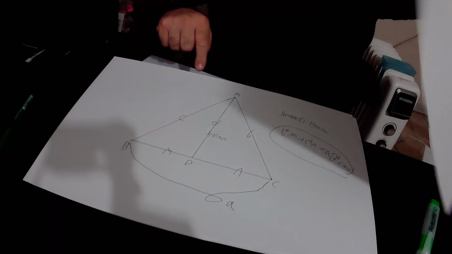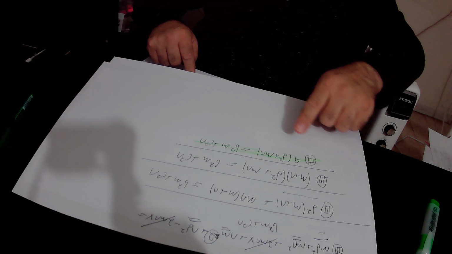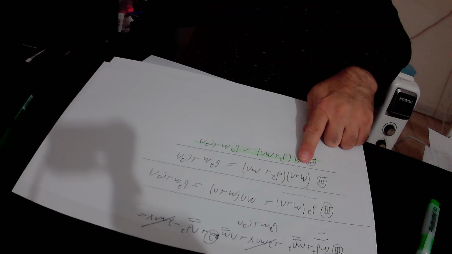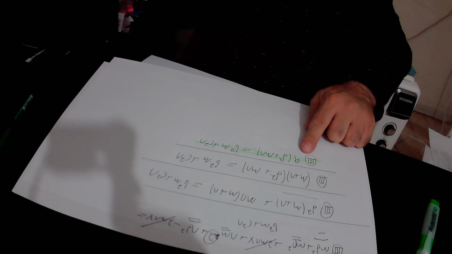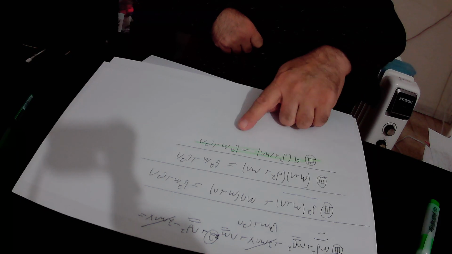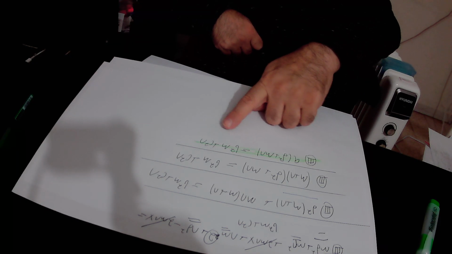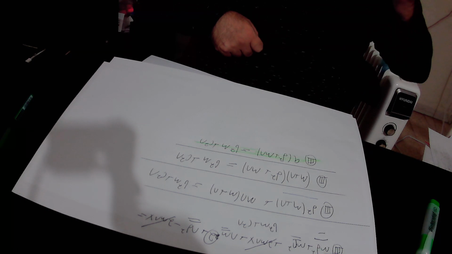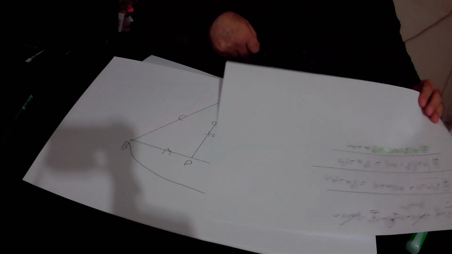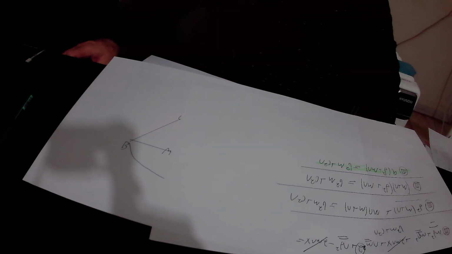Here we substitute m plus n in this equation, this Stewart's equation, by a. And we got here that a times d squared plus m times n equals b squared times n plus c squared times n. And that is actually Stewart's theorem. We actually succeeded in proving Stewart's theorem. Okay, thank you very much.